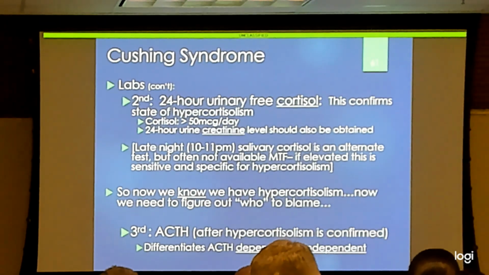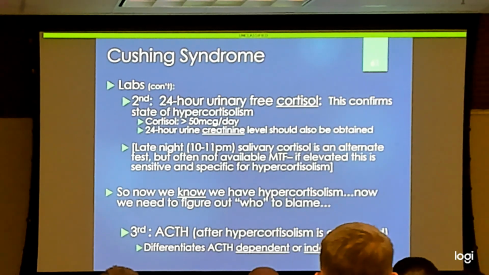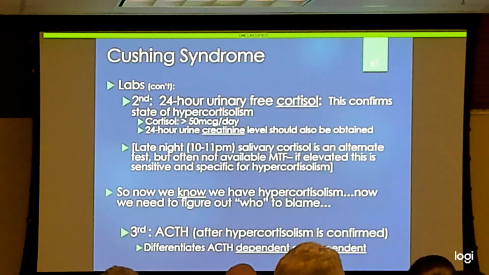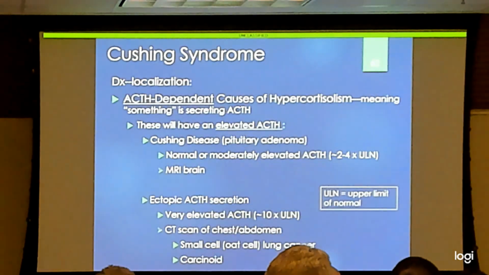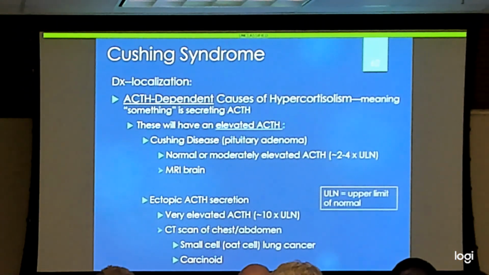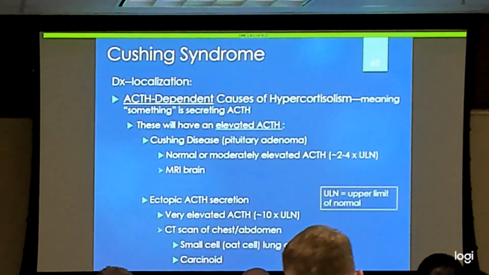I didn't write the books in endo. Dependent just means I'm secreting ACTH, and I shouldn't be. By default, I should not be secreting ACTH. Or independent, I'm not secreting ACTH. That's what those two terms mean, okay? Is that confusing you so far? So ACTH dependent means I have high cortisol, confirmed, and I have high ACTH. That's what dependent means.